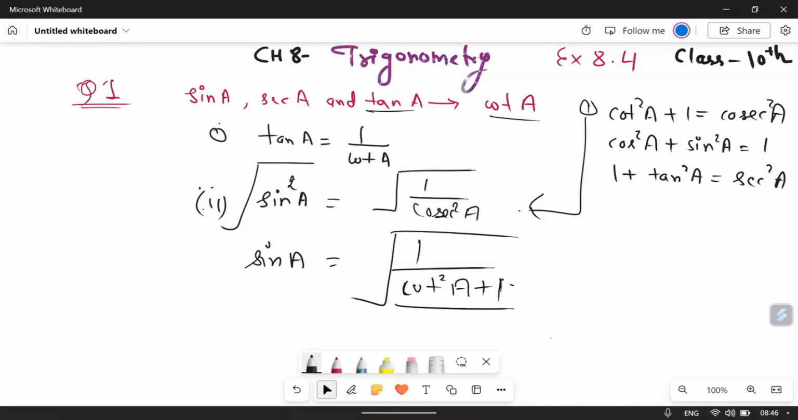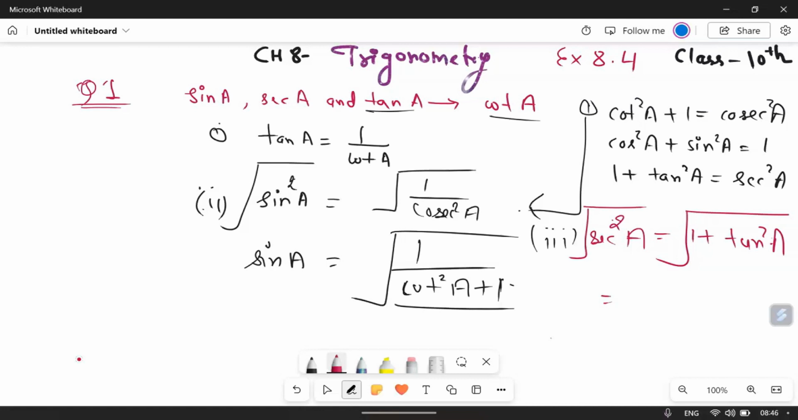Now we are going to introduce the third question. So what is the third question here? Third question is sec A. Okay. So we need to convert sec A. Okay. Now sec A has direct relation with tan square A and tan has direct relation with cot square A. So what we will do, the same method, square it and take the under root. Okay. That will become under root. Sec square A can be written as 1 plus tan square A.